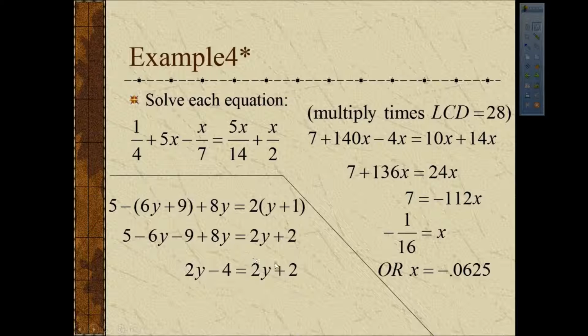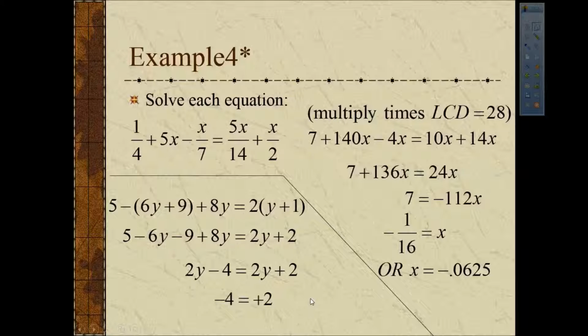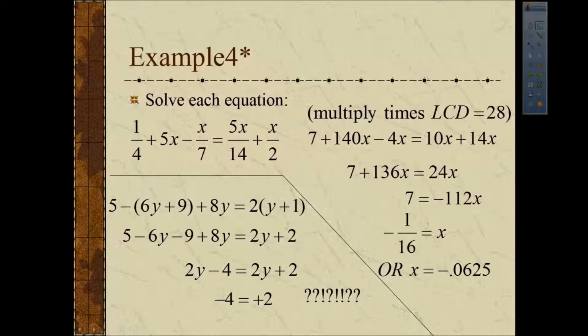All right, we've seen y's on both sides or variables on both sides of an equation before. Usually we add or subtract to move terms from one side to the other. So maybe I want to move this 2y over to that side. I'm going to subtract 2y from both sides. And wait a minute, 2y minus 2y is 0. I got this crazy statement here that negative 4 equals positive 2. Well, that's clearly a nonsense statement. What has happened here? The way we're going to interpret a situation like this is to say that this equation has no solution.